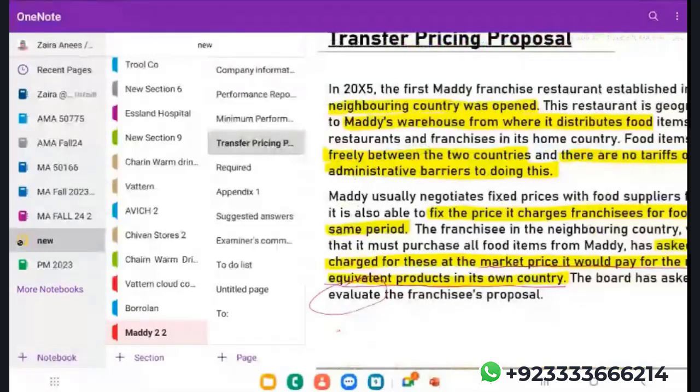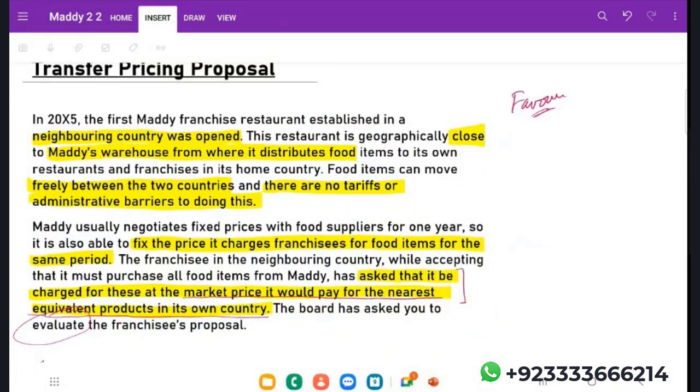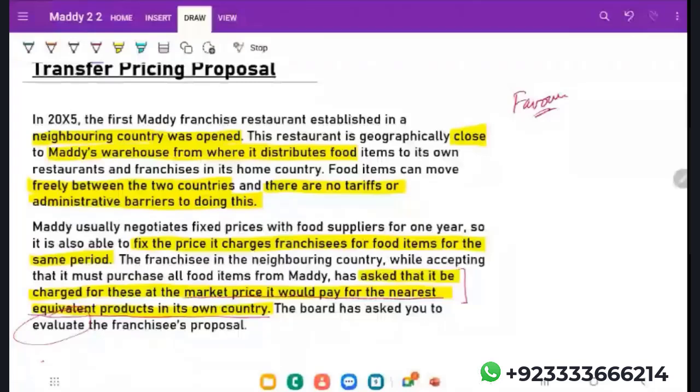So Medi is not a recognized business here. Probably they need to build their name in that region. Now, what point can we write? Let's just start with a favor. Favor means that since Medi is not a popular brand in the neighboring country, obviously it will need time to set up. It will need time to build its name there, right?